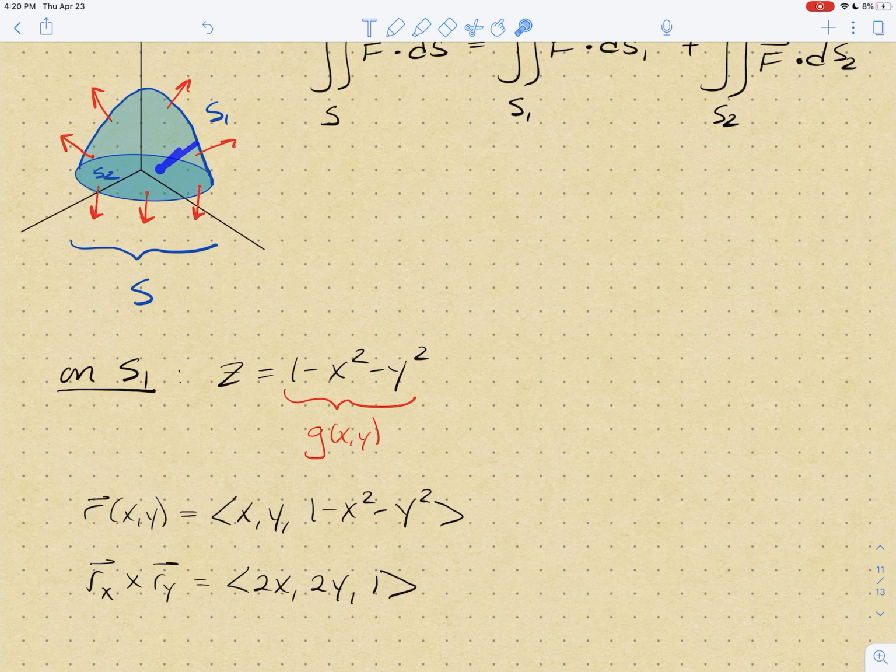If I wanted to go inward, if I wanted the negative orientation, then I would just put a negative on this, and I would just change it that way. So not a big deal. You just have to pay attention to it and keep track of it.